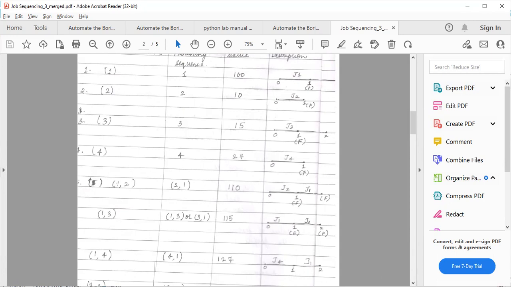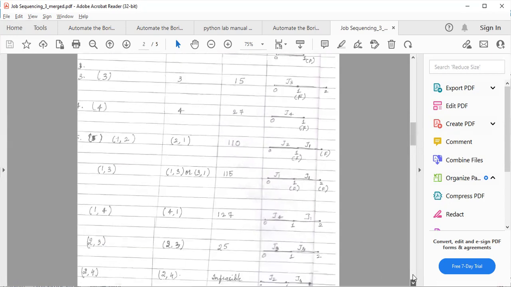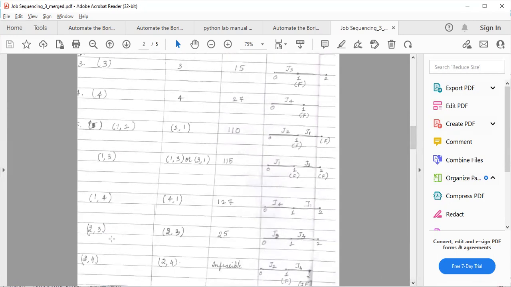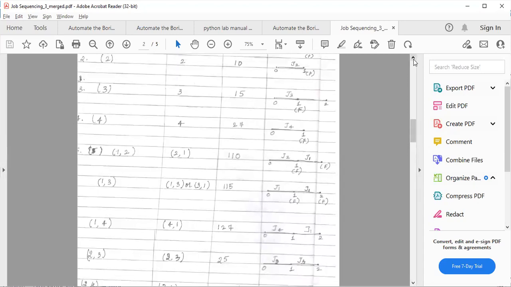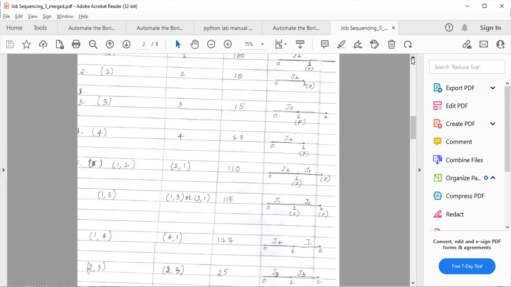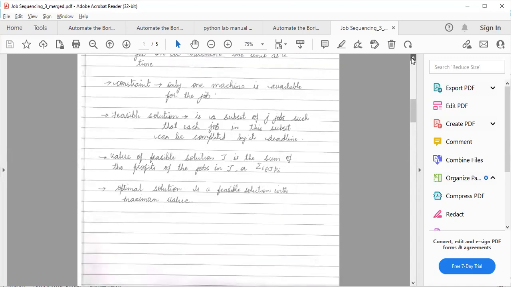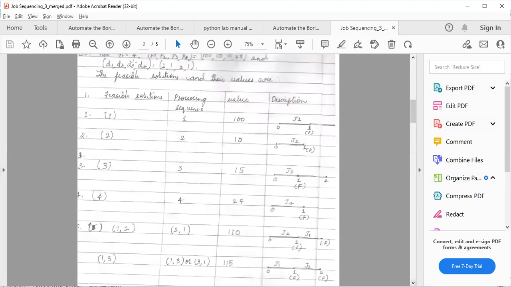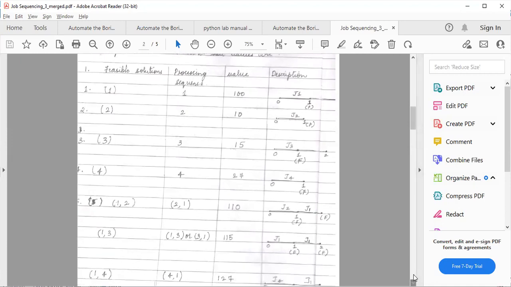Not a problem. This also can be completed. Now let us consider the job subset 2, 3. Both 2 and 3, let us see what are the deadlines here. 2 and 3 have deadlines of 1 and 2. Therefore, first job 2 will be completed, and then job 3 will be completed.